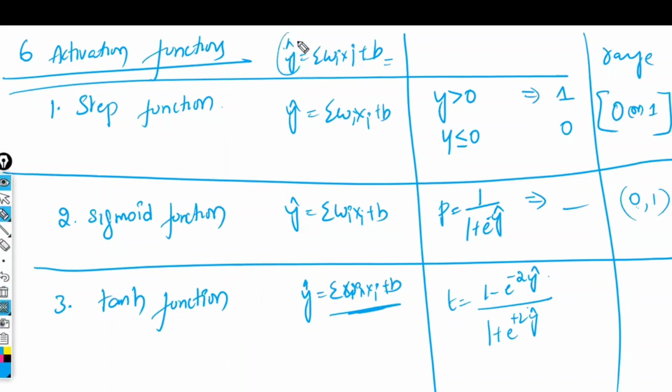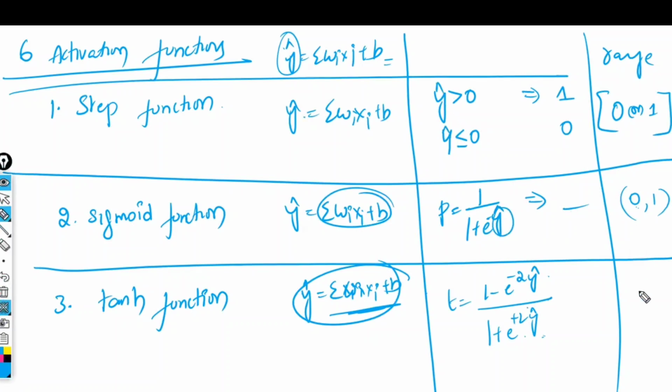Whatever the notation you have used here, use the same notation here. In the notes, if you have written y hat, use the y. If in the notes you have used z hat, use the z. Whatever you are using, use the same here. This value you have to substitute here.